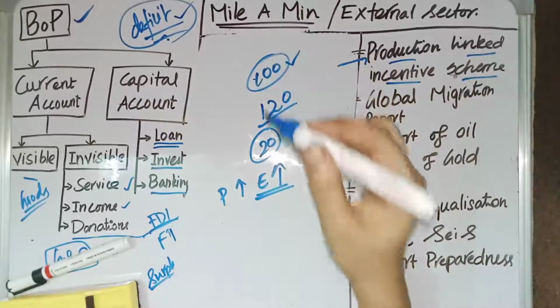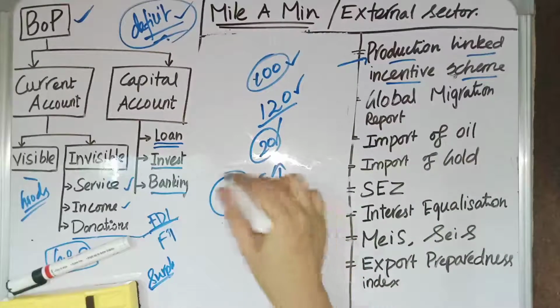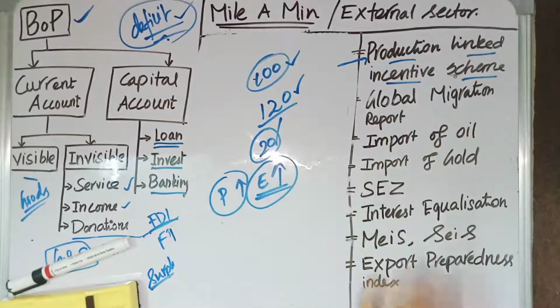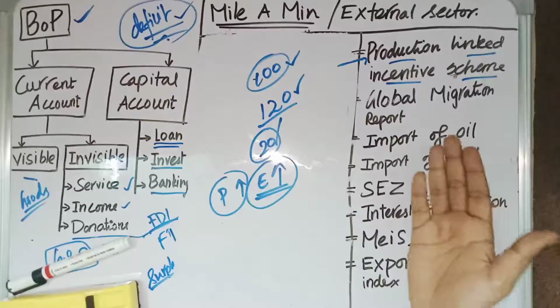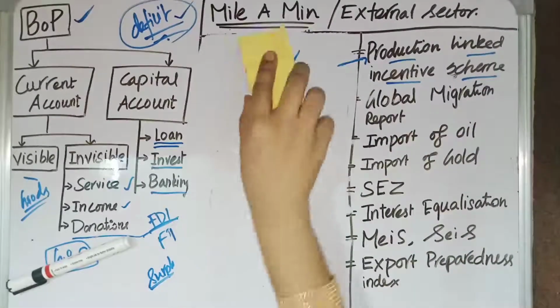So, if you are producing 100 today and if you have increased the production to 120, for this you will get an incentive. Why? Because if the production is increased, then the export of the product will also increase. This is the thing which is behind the production linked incentive scheme. This scheme was introduced recently, and it also helped the pharmaceutical sector so much.